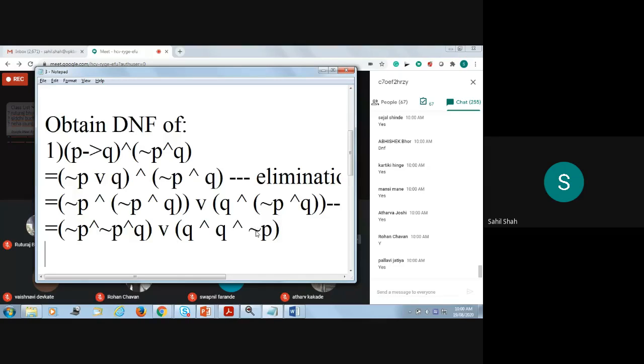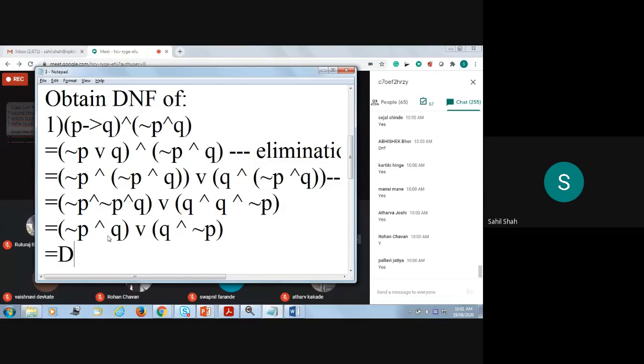So furthermore, this is equal to negation P conjunction negation P, which by the law of idempotence is negation P, or Q conjunction Q, which is a single Q using the law of idempotence, conjunction negation P. So this is in DNF, our final answer. Furthermore, I am observing that these are the same terms, so I could write negation P conjunction Q as well. That will be the final DNF answer.